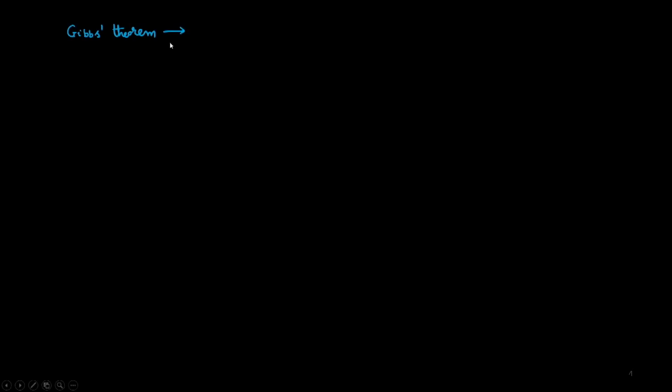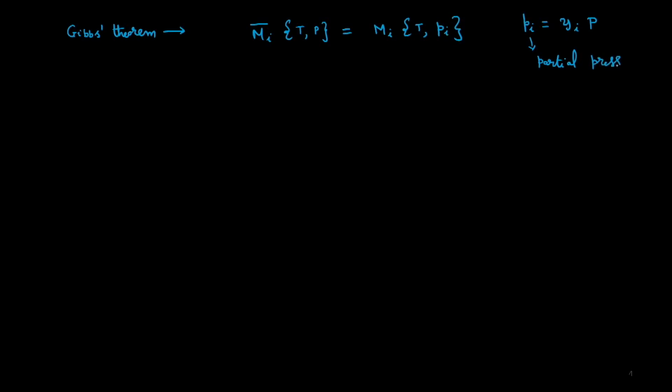And according to the Gibbs theorem, the partial molar property Mi bar in a mixture at T and P is given by the pure component property at the same temperature but at its partial pressure Pi. So this partial pressure Pi is essentially the mole fraction times the total pressure, right? We call this the Gibbs theorem.